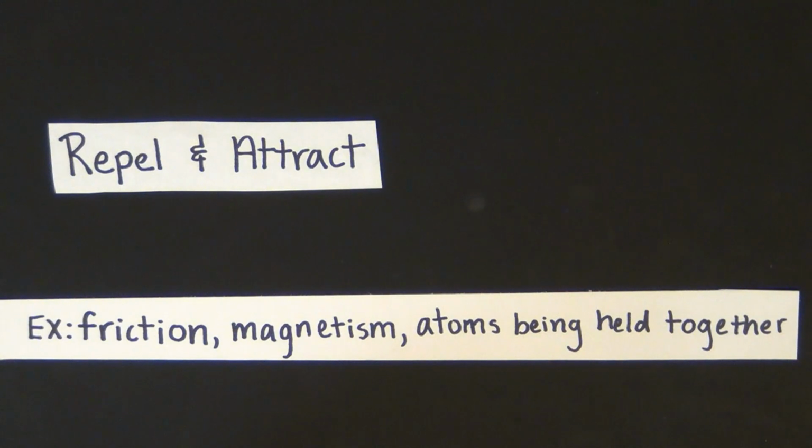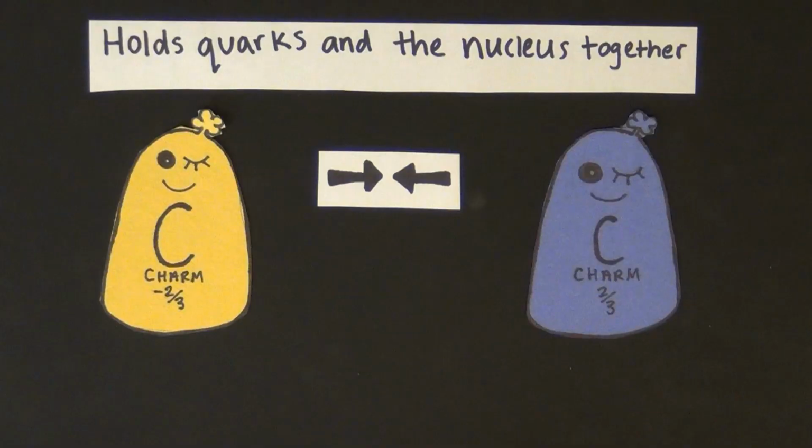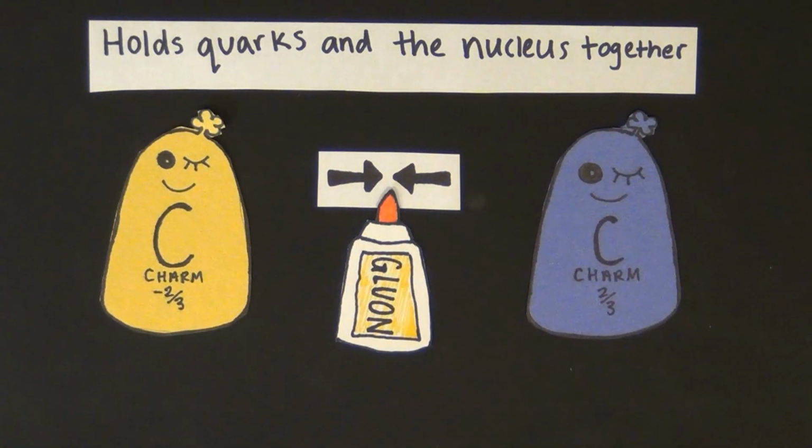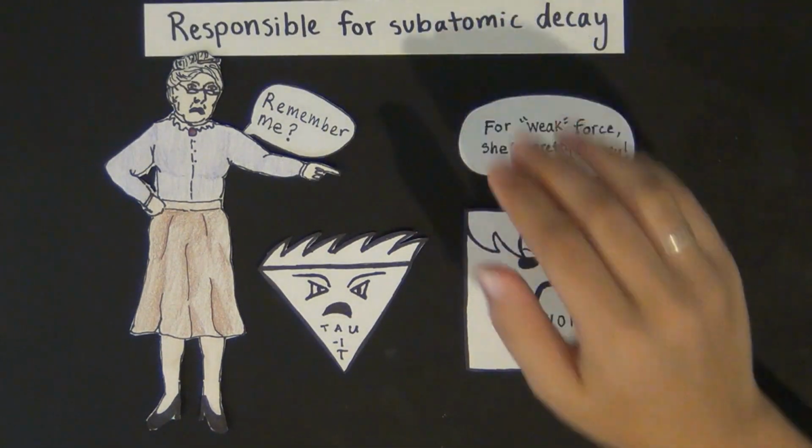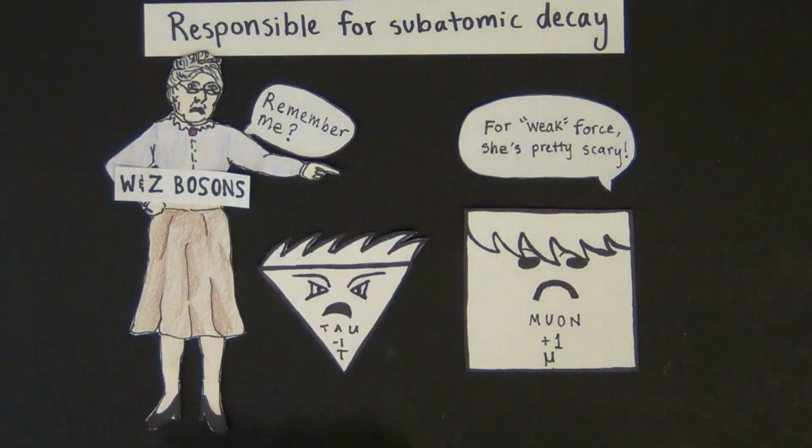As we review the carrier particles, I will cover the fundamental forces they are associated with. Electromagnetism causes things to repel and attract. The carrier particles are photons. The strong force holds quarks in the nucleus together. The carrier particles are called gluons. Finally, there is weak force, which is responsible for subatomic decay. The carrier particles are W and Z bosons.